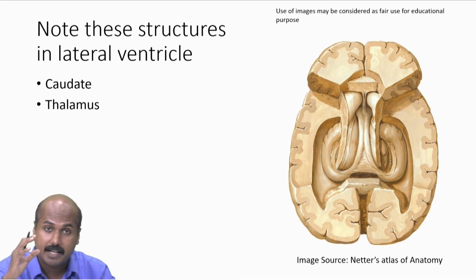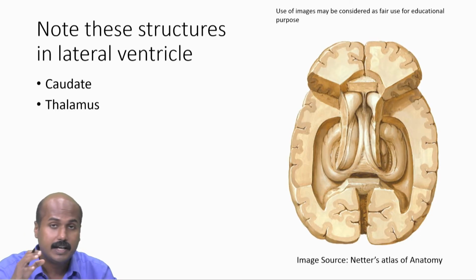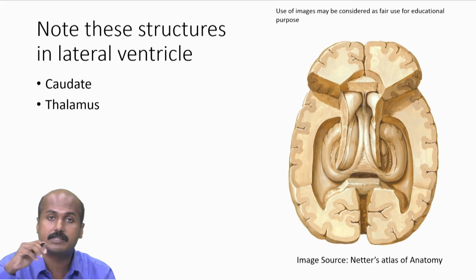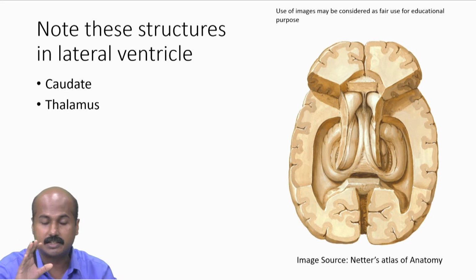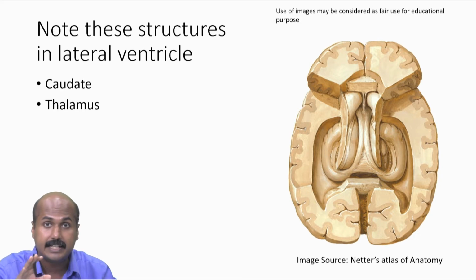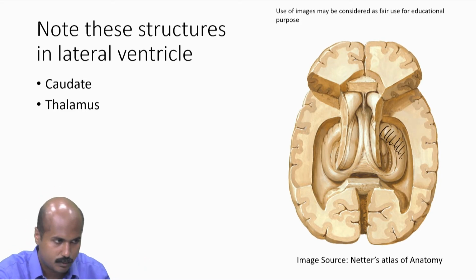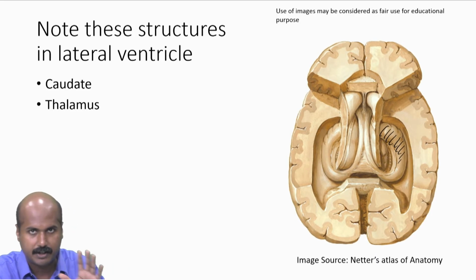Hippocampus is very important in the memory circuit. It is one of the very important stations in the limbic circuitry, which is important in converting short-term memory to long-term memory. So that structure is located in the inferior horn of the lateral ventricle. That is what you are seeing here. What I am shading now is the hippocampus, which is located in the inferior horn of the lateral ventricle.